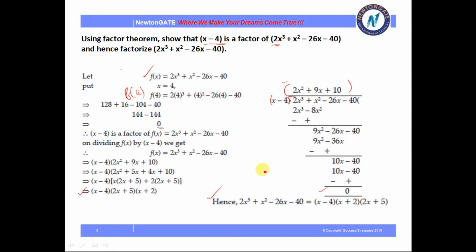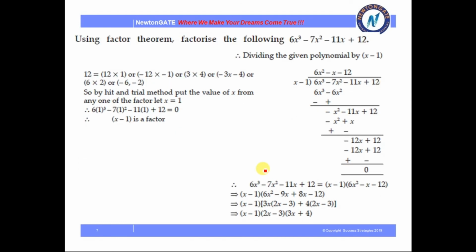So I hope this exercise was clear. Let's see another example. Using factor theorem, factorize the following polynomial. So we have a polynomial 6x cubed minus 7x square minus 11x plus 12. So what is the first step? The first step is they have not given us any factor to prove. We need to find a factor. So by trial and error method, we will find a factor that gives us f(x) as 0.